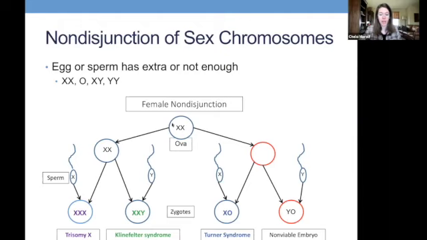So if we have an egg that didn't go through disjunction properly, and so one of the daughter cells had 2 X chromosomes, where they each should only have 1, and the other daughter cell would have 0 X chromosomes because they both went to this cell, we can have 4 potential outcomes of this. If you don't have any X chromosomes, you cannot survive. So that embryo would not survive. It would go through spontaneous abortion pretty early in the pregnancy, most likely. Even after being fertilized, it gets a Y chromosome from dad, but there is no genetic information needed from the X chromosome because we don't have an X chromosome.